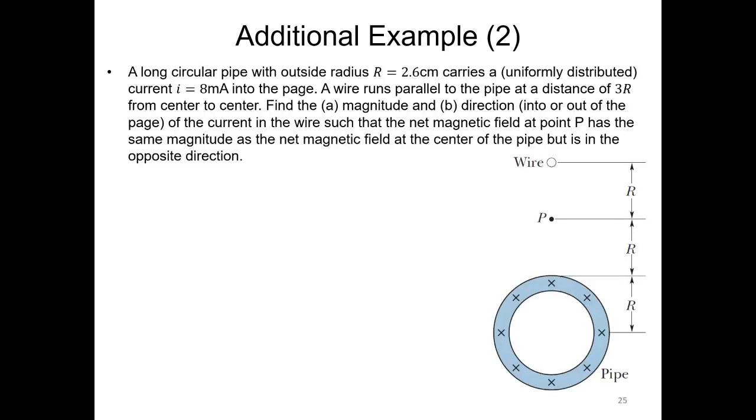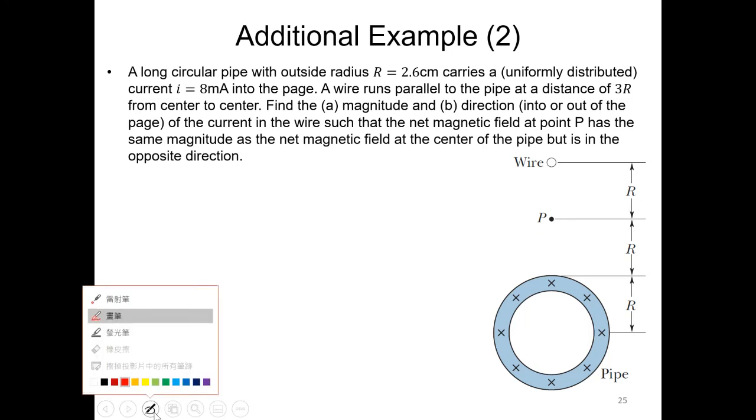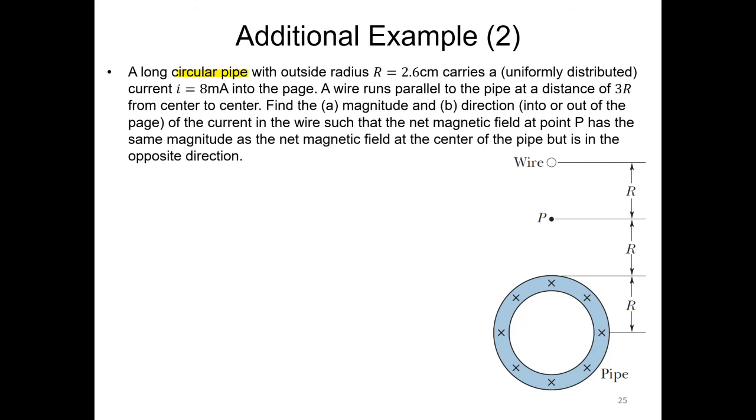Okay, so we have the final one. A long circular pipe with outside radius R. So this one is R from the center to this part, carrying a uniform distribution of current I into the page. A wire runs parallel to the pipe at a distance 3R, so from here to here is 3R, from center to center. Find the magnitude and direction, into or out of the page, of the current in the wire such that the net magnetic field at point P has the same magnitude as the net magnetic field at the center of the pipe, but in the opposite direction.